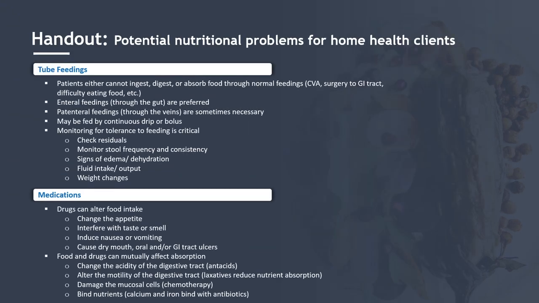Tube feedings. Patients either cannot ingest, digest, or absorb food through normal feedings, such as after CVA, surgery to the GI tract, or difficulty eating food, etc. Enteral feedings through the gut are preferred. Parenteral feedings through the veins are sometimes necessary. May be fed by continuous drip or bolus. Monitoring for tolerance to feeding is critical.